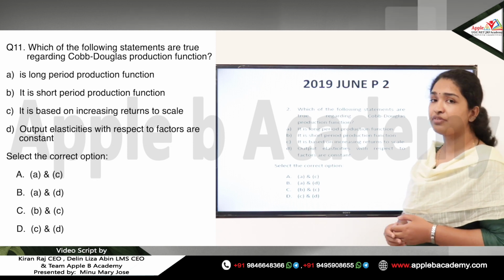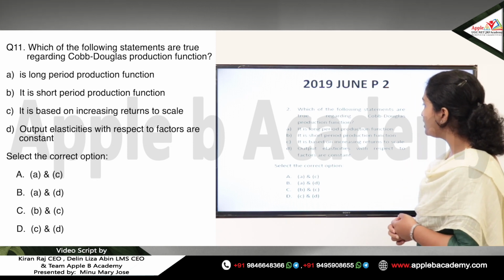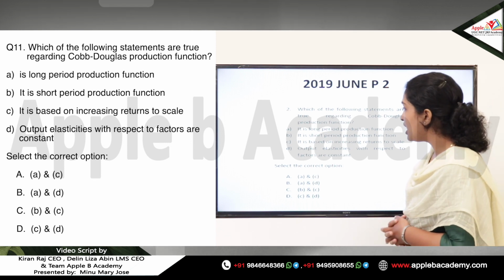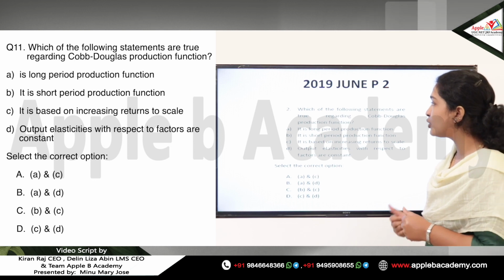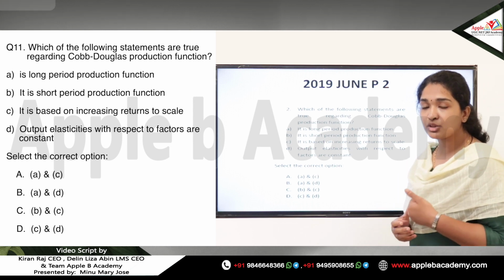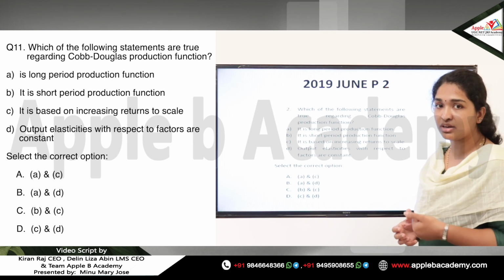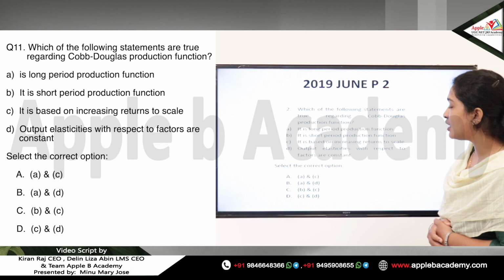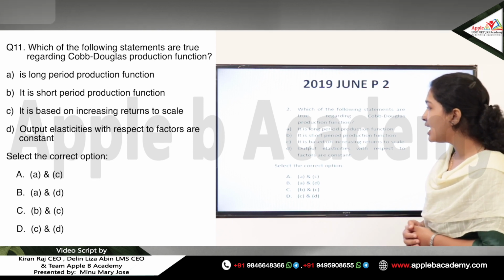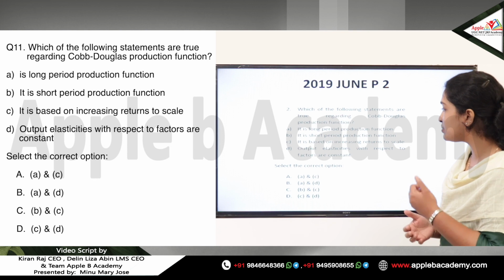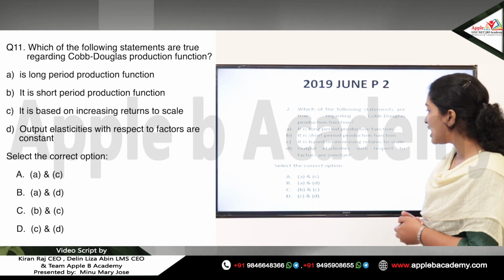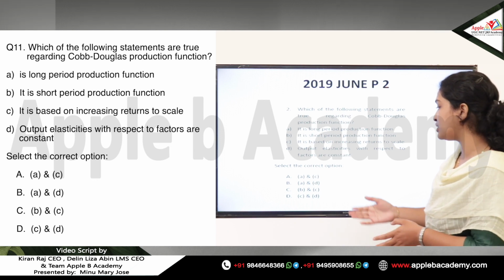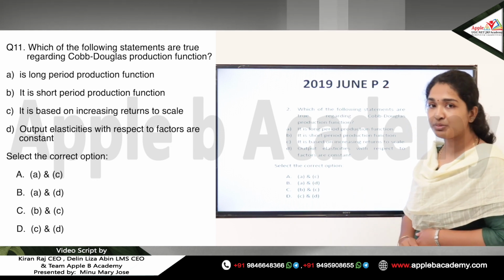Now this is a question from 2019 June paper 2. The question is, which of the following statements are true regarding the Cobb-Douglas production function? I'm sure the Cobb-Douglas production function has been explained in another video, so kindly check the properties that have been discussed there. The options are: A, it is a long period production function; B, it is a short period production function; C, it is based on increasing returns to scale; and option D, the last option, is that output elasticities with respect to factors are constant. So we have to select the correct option from these.